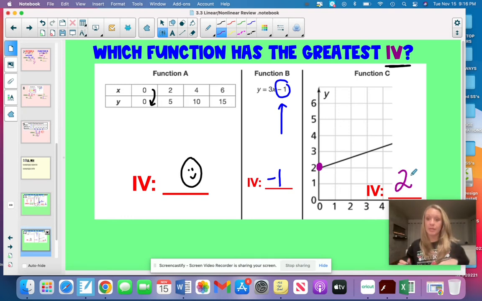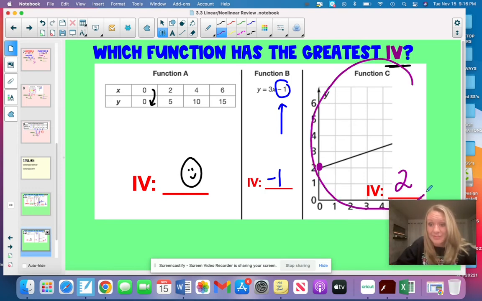So if I'm comparing 0, -1, and 2, 2 has the biggest IV. C has the biggest IV because it's 2 compared to -1 and 0.